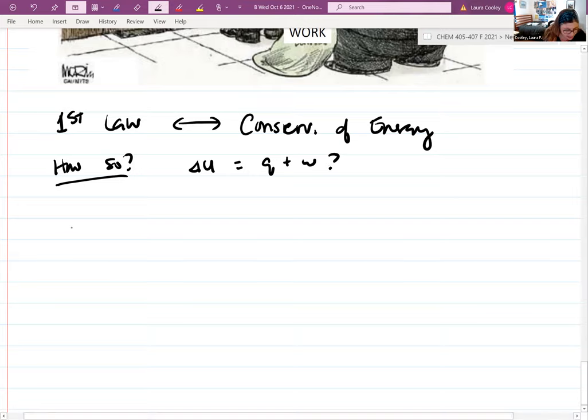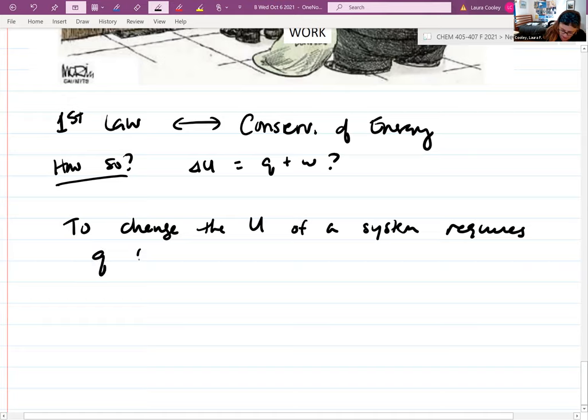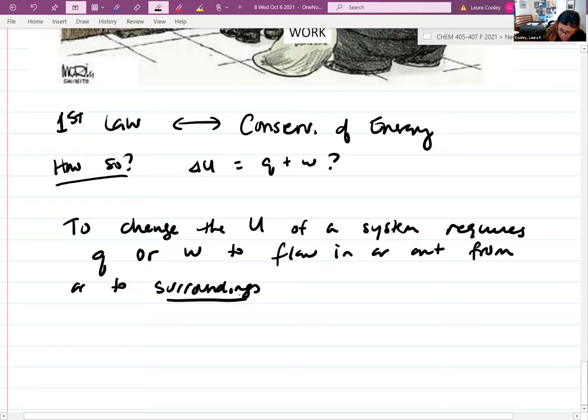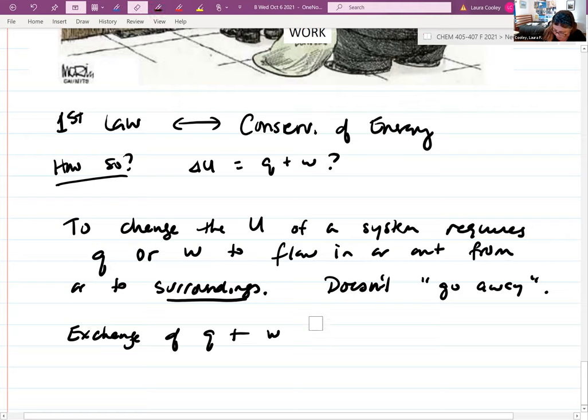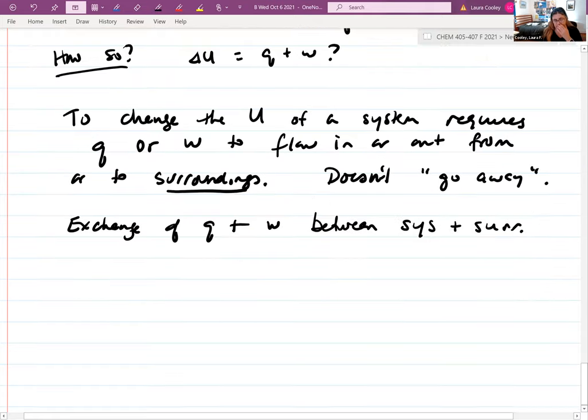So I guess my main point is that to change the internal energy of a system requires Q or W to flow in or out from or to the surroundings. It doesn't just disappear. You know, there's an exchange of Q and W between the system and the surroundings. And if it's not in one place, it's in the other, okay? So it is really kind of conservation of energy.